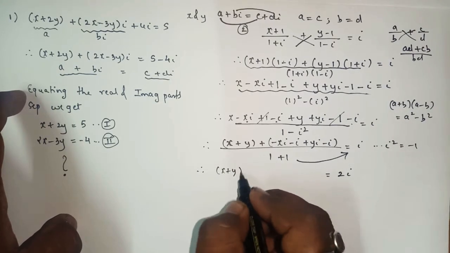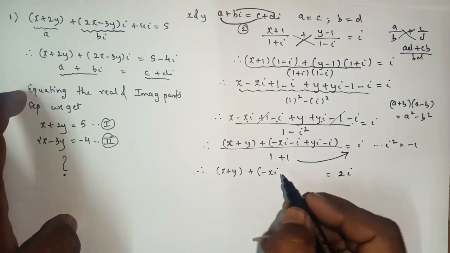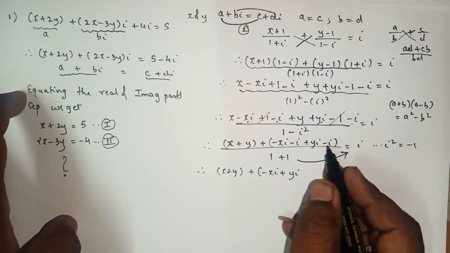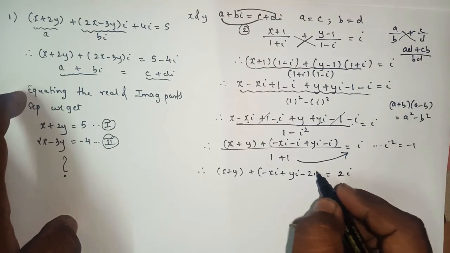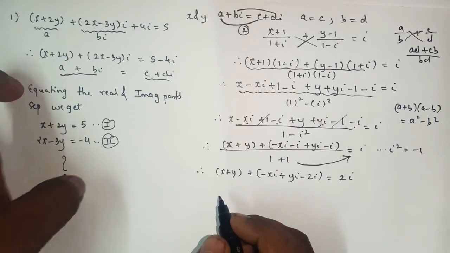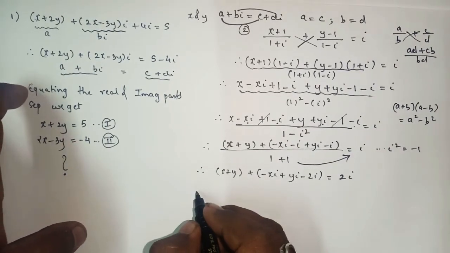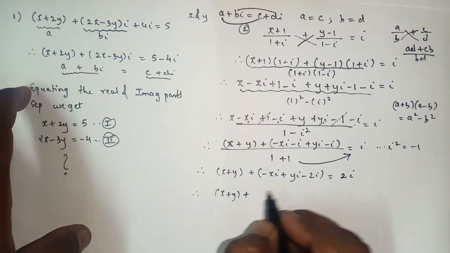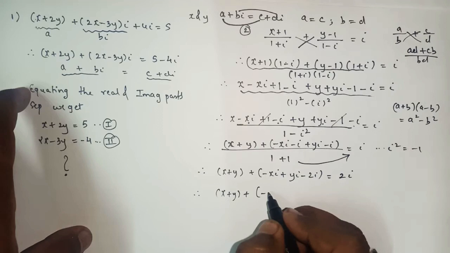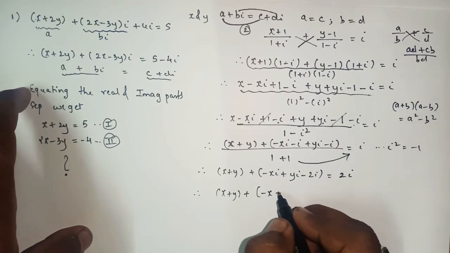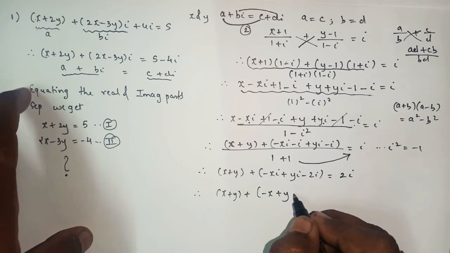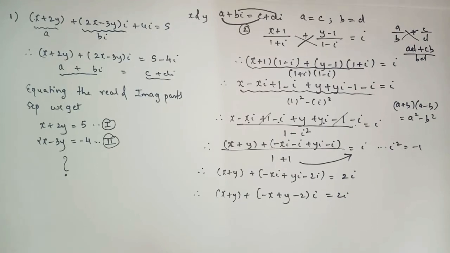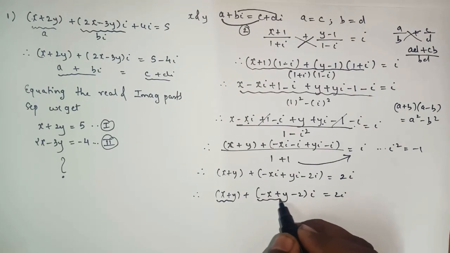So x plus y plus minus xi plus yi, so this minus i we can write as minus 2i. Okay, I hope you all understood till here. After this, clearly we can see that i is common, so inside the bracket we can write minus x plus y, yes or no, minus 2 with i as common equals to 2i. So this part is inside the bracket and this whole section is inside the bracket.